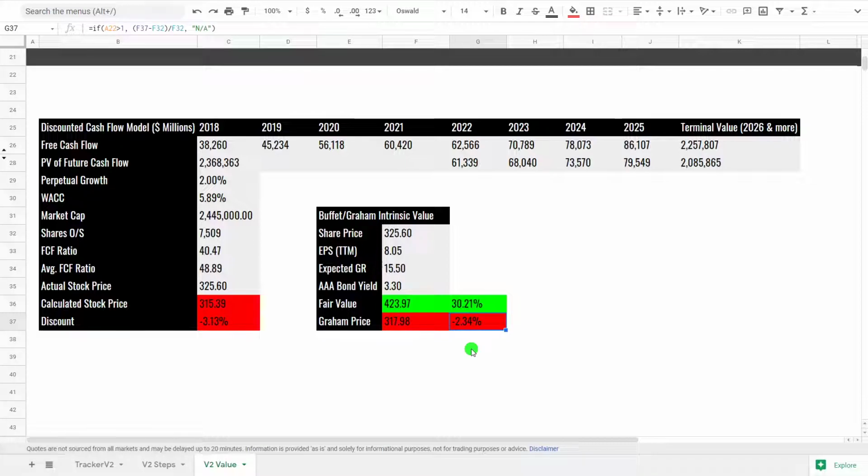So discounted free cash flow says it's about fairly valued if you go on the current estimates, but if the free cash flow numbers are a little bit more bullish, then it is definitely a buy. And same for the Buffett-Graham intrinsic value. So two buys on there despite the high stock price.